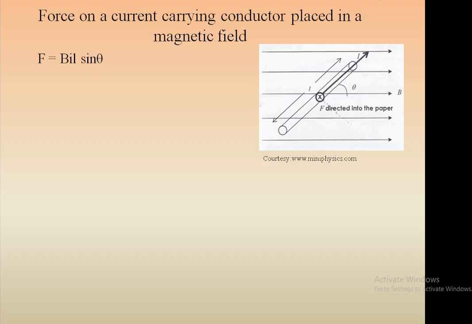From the figure we can see that when we place the conductor in a perpendicular direction, theta will be 90 degrees. So when theta is 90 degrees, the force acting on that conductor will be maximum. When we place the current carrying conductor perpendicular to the magnetic field, the force acting on it will be maximum. Then the maximum value of the force is F is equal to BIL.